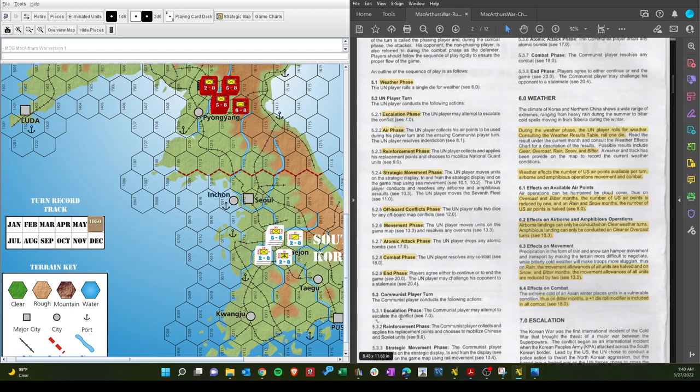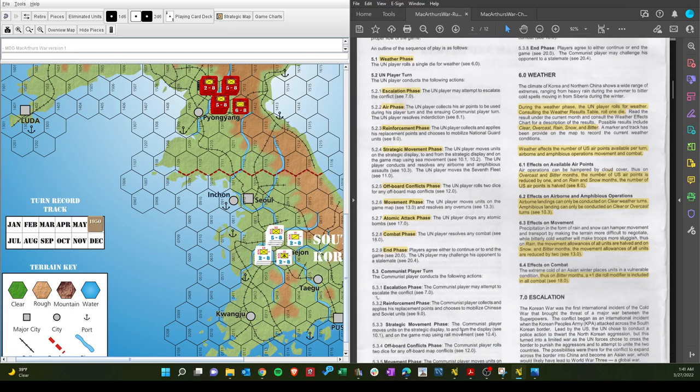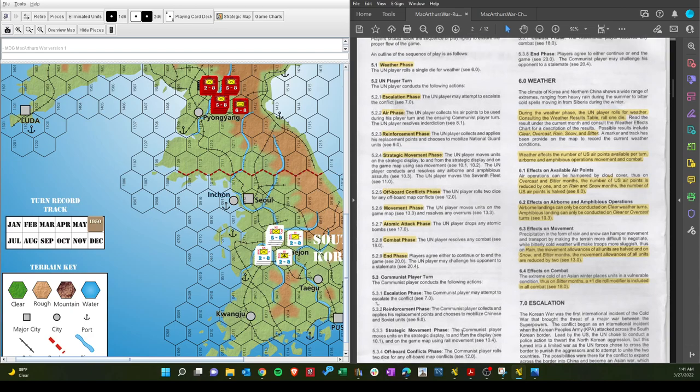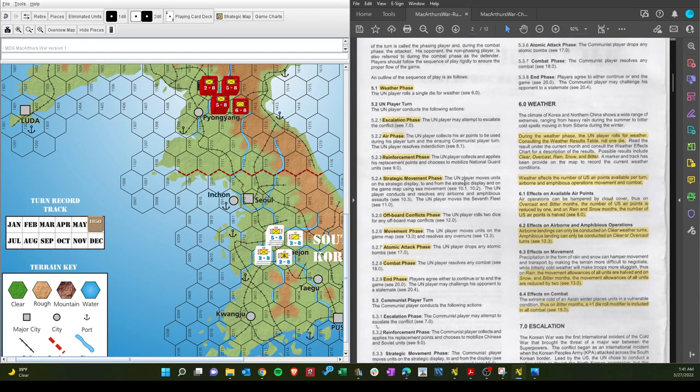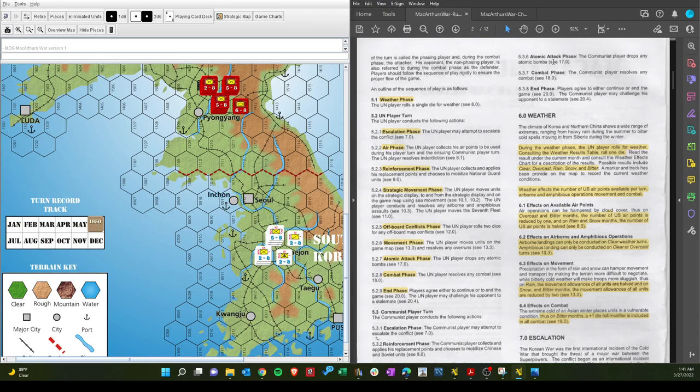Now we see the communist player. Escalation, reinforcement, strategic movement, similar. Offboard conflict, movement phase. So we're always rolling every turn. If there's offboard conflicts, rolling every turn to see if it changes. They have a limited amount of atomic weapons. We'll see that atomic weapons are air delivered. And if the bombers are shot down, there's a chance, from the U.N. point of view, as they're trying to bomb communist targets, if they get shot down, the communists can try and recover the atomic bomb and add it to their arsenal. And again, another end phase here, okay?